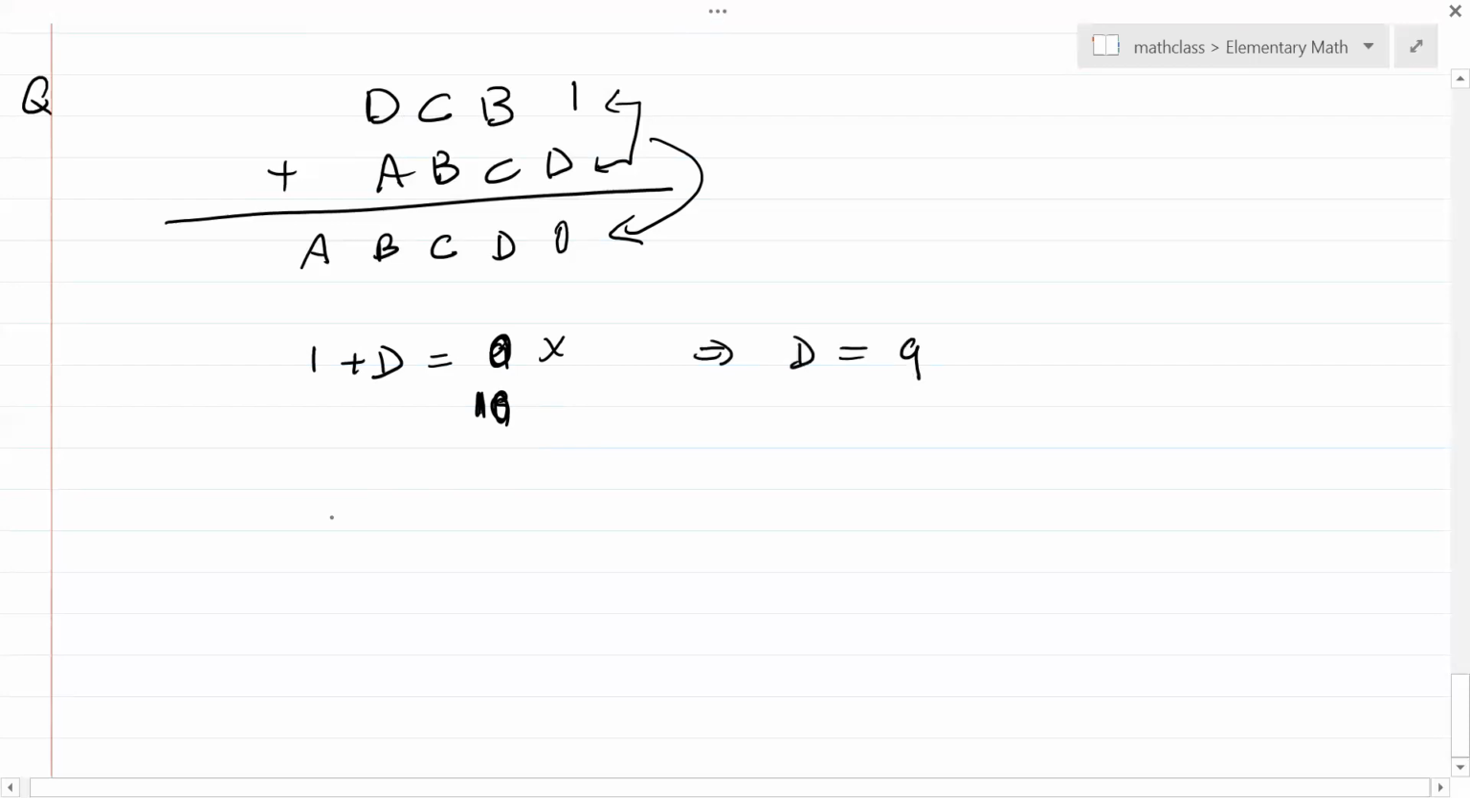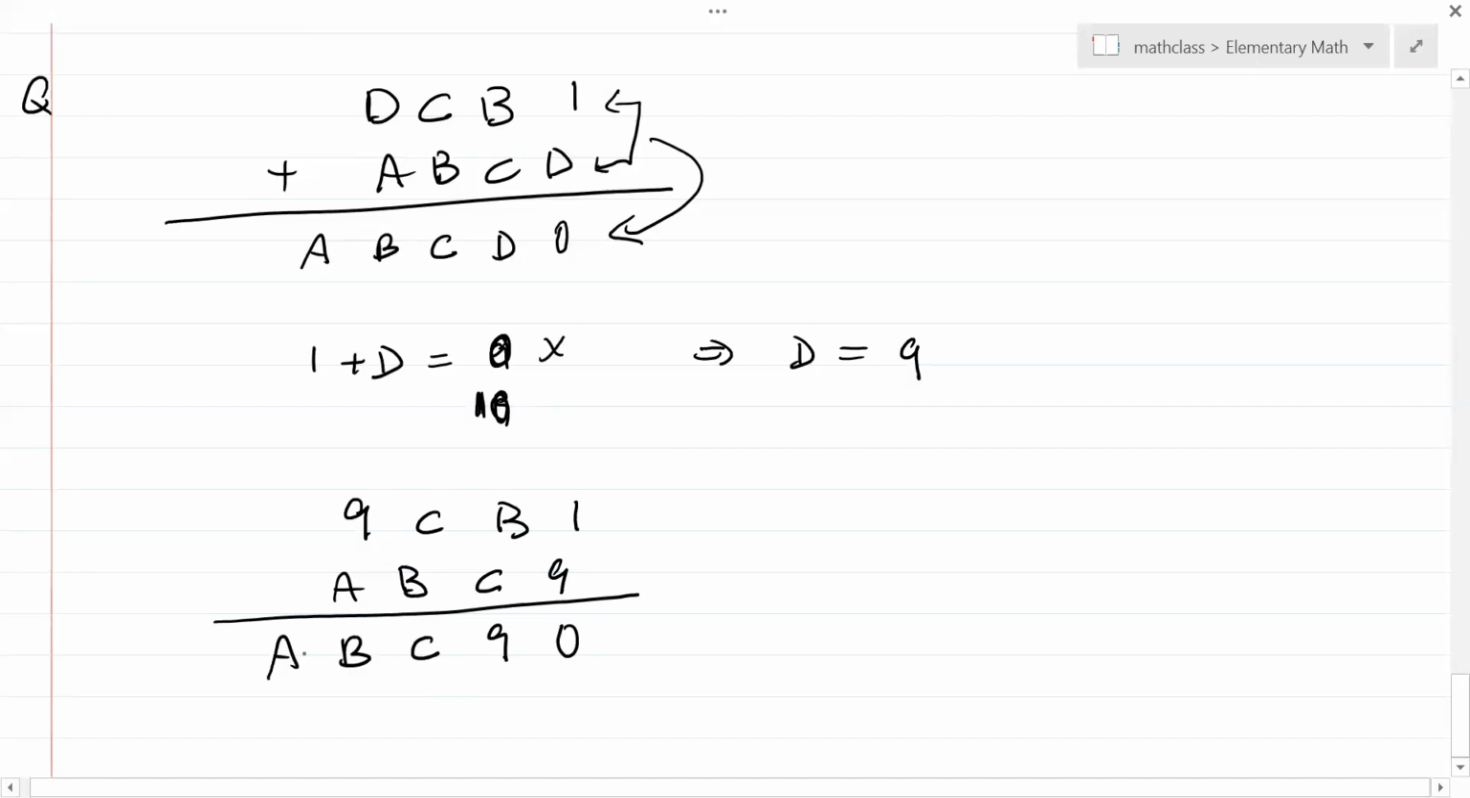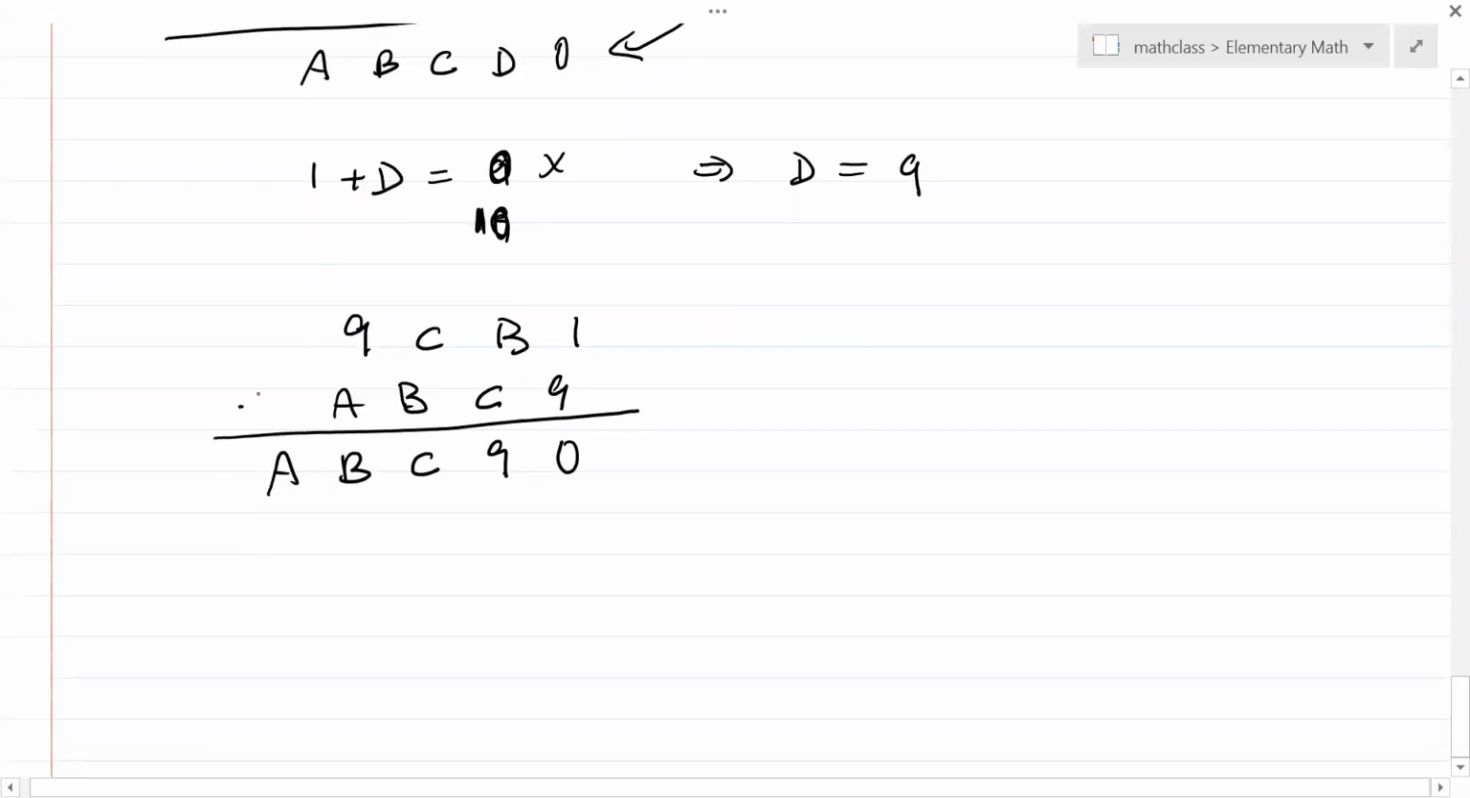Okay, so let's write down this: 9 C B 1 A B C 9 is going to be 0 9 C B A. Okay, great. So please try to figure out the rest of it.